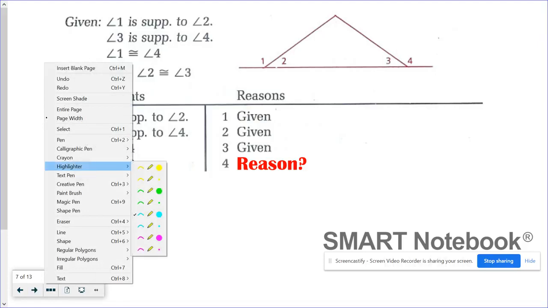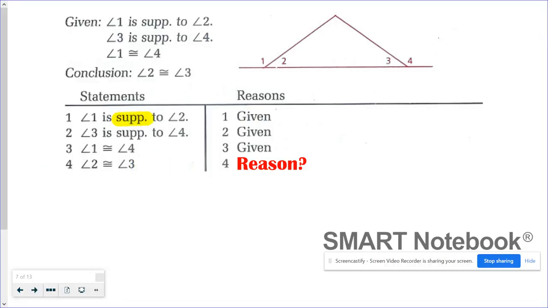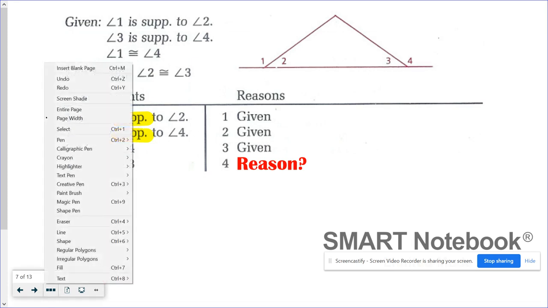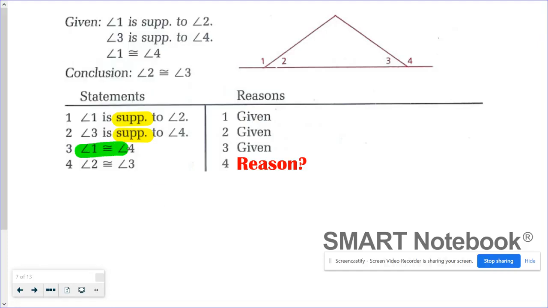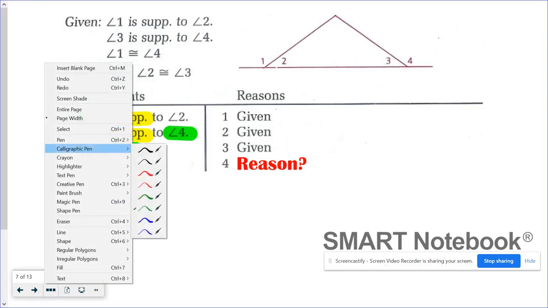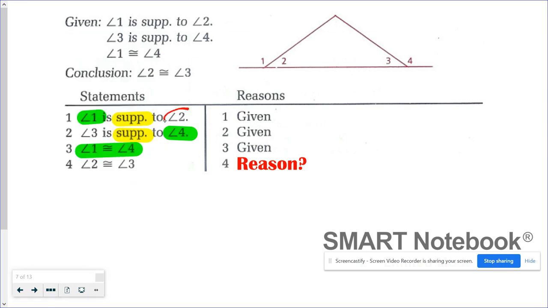Okay. And so supplementary is like a big clue here. We also notice that in addition to having supplementary angles, we have that angle 1 is congruent to angle 4. And so it just follows that angles 2 and 3 would also be congruent. And this is according to the congruent supplements theorem.